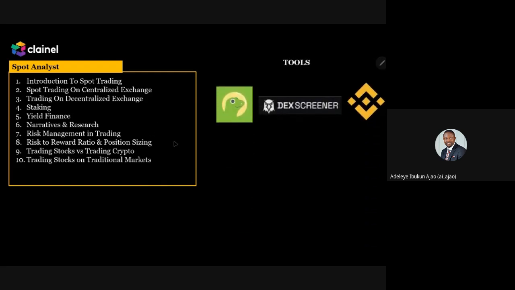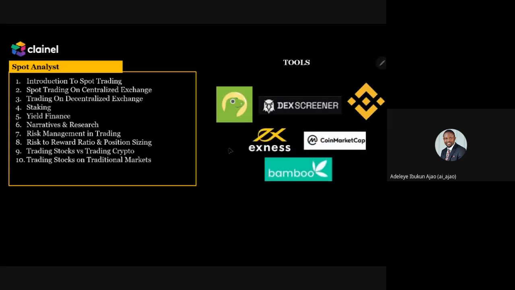The tools we're going to be using, we have CoinGecko, DEX Screener, and our centralized exchange, which is Binance. We also have decentralized exchanges like Jupiter exchange. We have Uniswap. We're going to dive into all that in trading on decentralized exchanges. And we also have staking and yield finance. How can you hold cryptocurrencies and how can your currencies actually fetch you passive income without you trading or doing anything, just by having the proper knowledge of staking and yield finance. So for our stocks, we're going to be using Bamboo and CoinMarketCap.